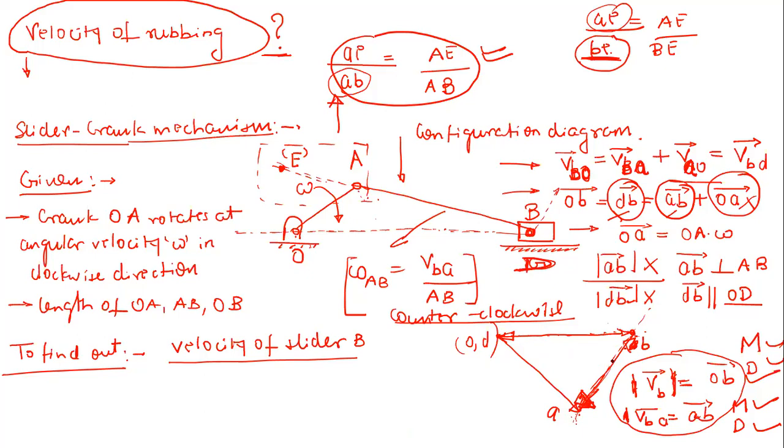But never get confused here. First just mark your vector, which is the output vector, which is required. Then mark the remaining vectors. If you mark this vector first, then you can actually miscalculate the direction. So you have to keep that in your mind, right?